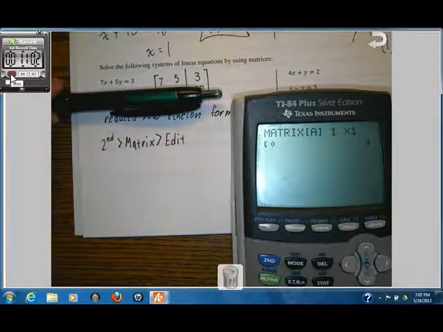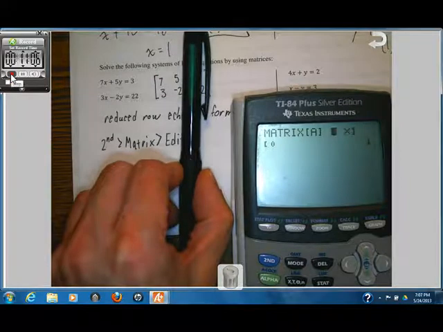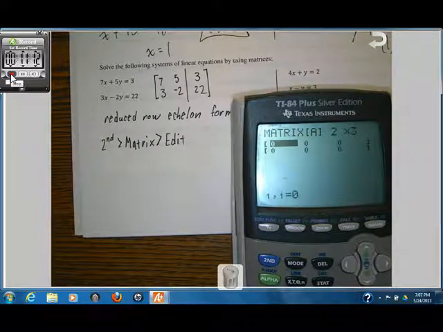So now let's go to second quit. Have to quit out, otherwise the last element will not be saved. Now, then you go second matrix math. Now, there are a whole lot of commands going on in the math menu for the matrices. Only one of them is useful.